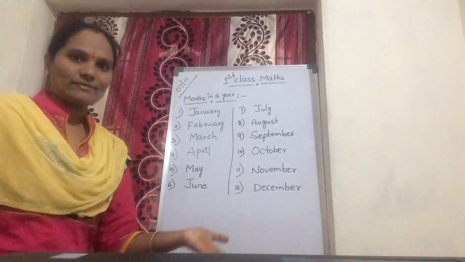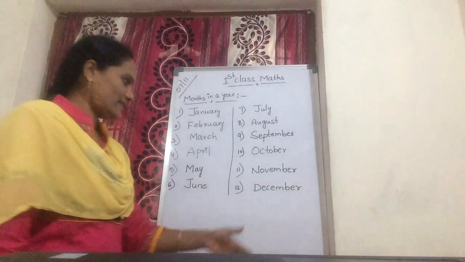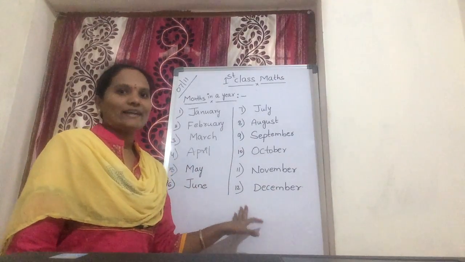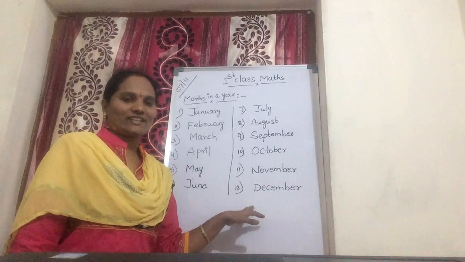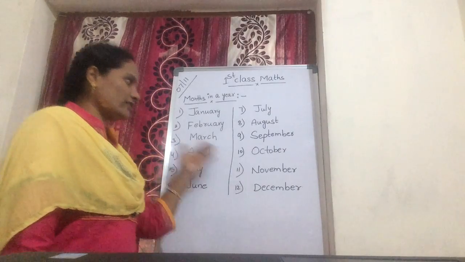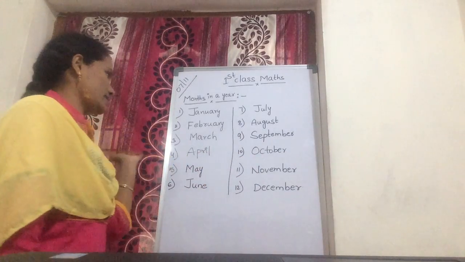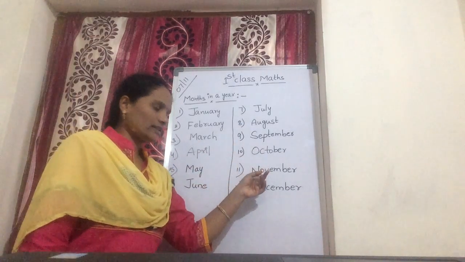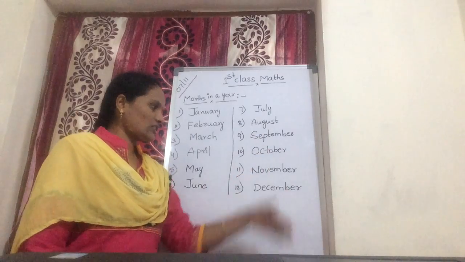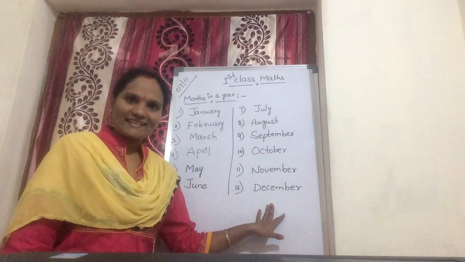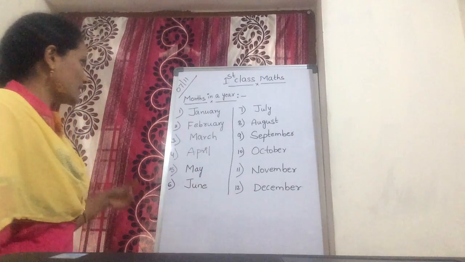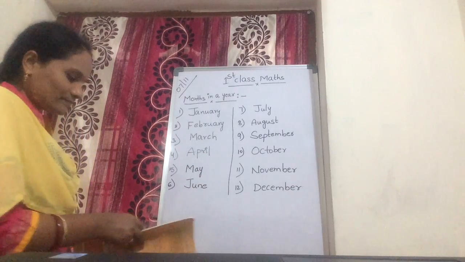Okay. Now what is the next month, children? December. That is the end of the year. Now what is the previous month, children? October. The previous month is October. The present month is November. The next coming month is December. These are the 12 months in a year.